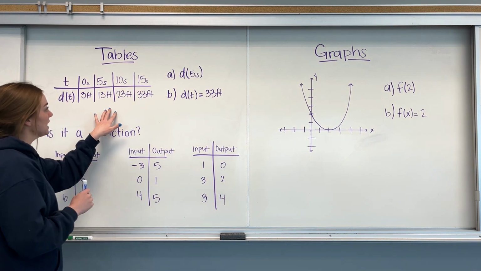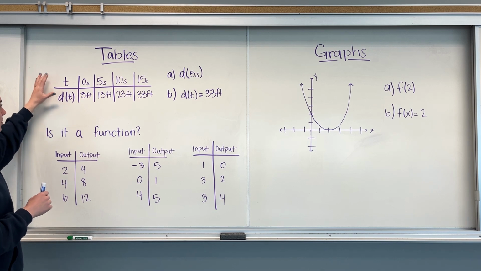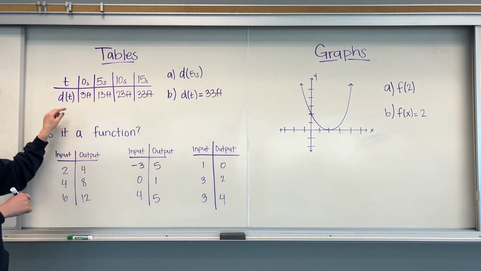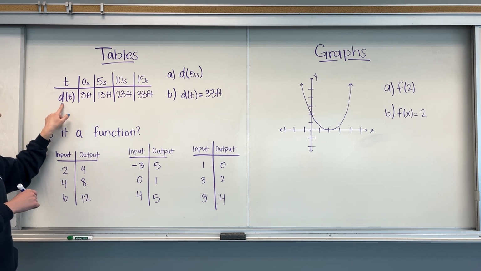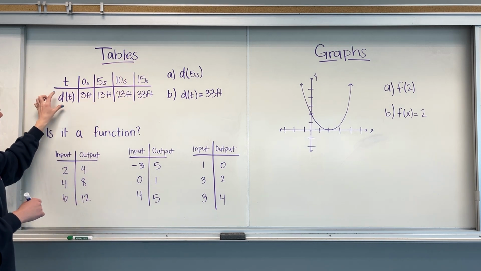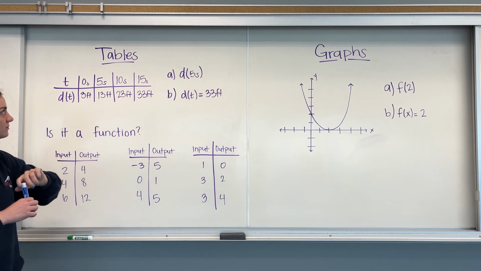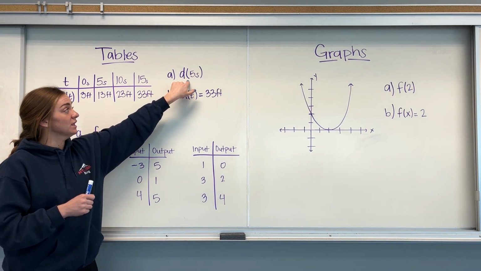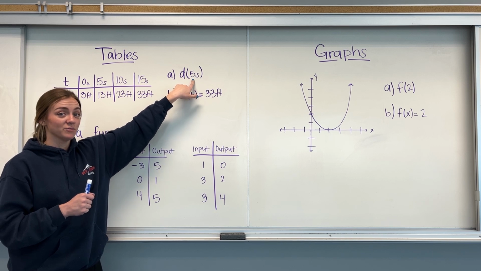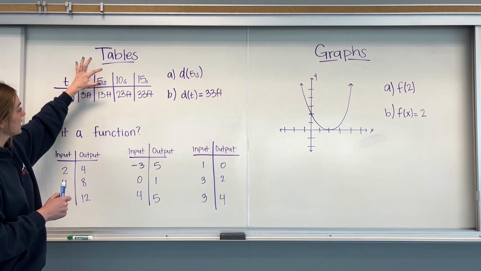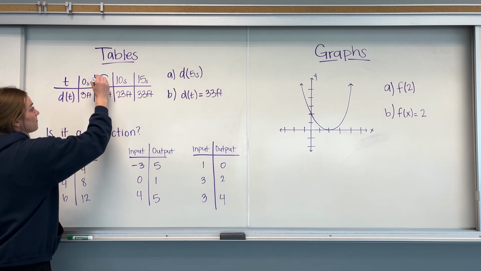So now we can do it with tables too. Here we've got a table where t is our time, and that's our input in this case. And then we have distance, which is a function of t. So we've got our inputs here and our outputs are here. For example, if we need to find our function d evaluated at 5, which is our input, we go to our inputs and we look for 5 seconds, and we have 5 seconds right here.